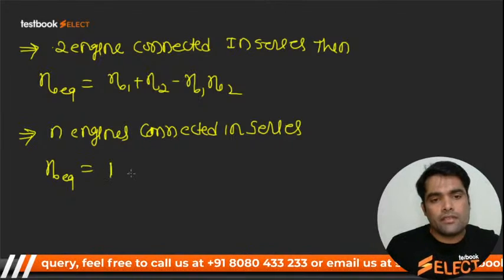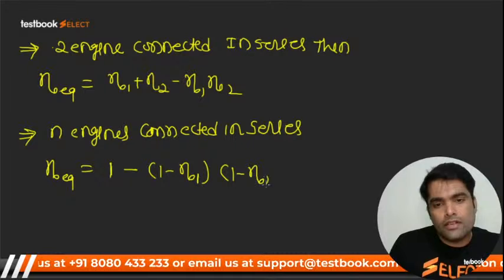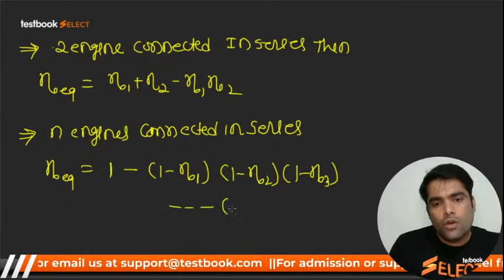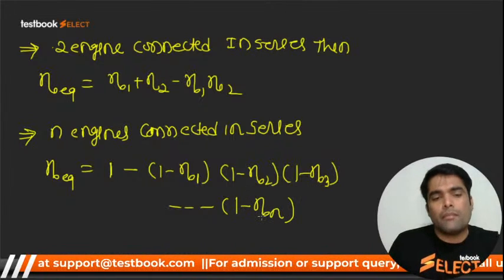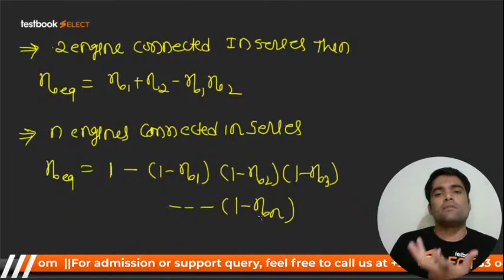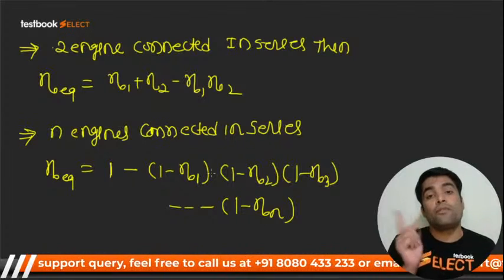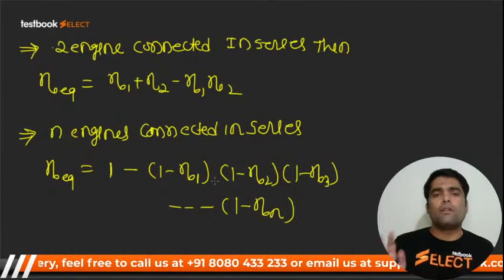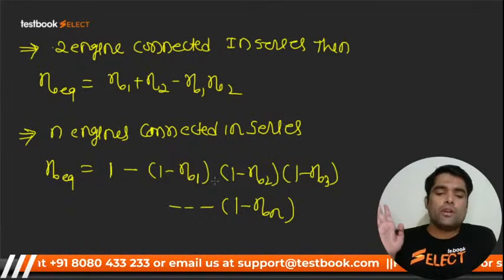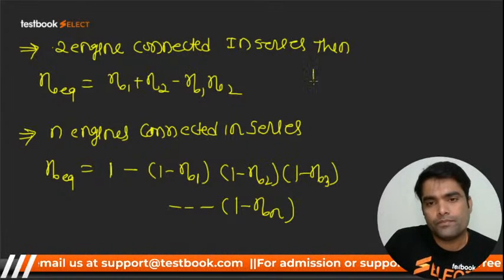That is 1 minus eta equivalent equals 1 minus eta 1, 1 minus eta 2, 1 minus eta 3, up to 1 minus eta n, for however many engines there are. That is the product of all of these terms, but you have to subtract it from 1, right? 1 minus eta 1, 1 minus eta 2, second, third, fourth, fifth, sixth, whatever the n number of engines you have, right? And remember one thing also, that is a condition.